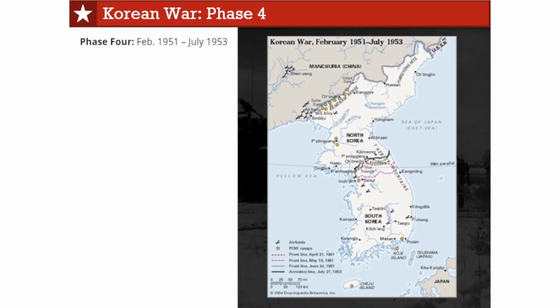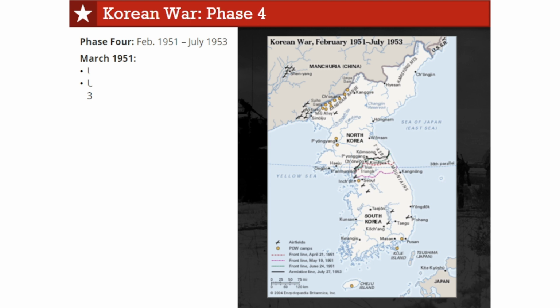The fourth and final phase of the Korean War began in February 1951 and lasted until July 1953. After UN forces began a slow advance north towards the 38th parallel in mid-January 1951, UN forces were able to retake Seoul from the enemy in March. This was the fourth and final time Seoul changed hands during the war.